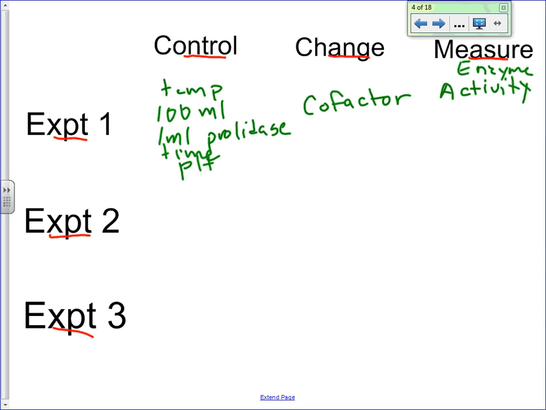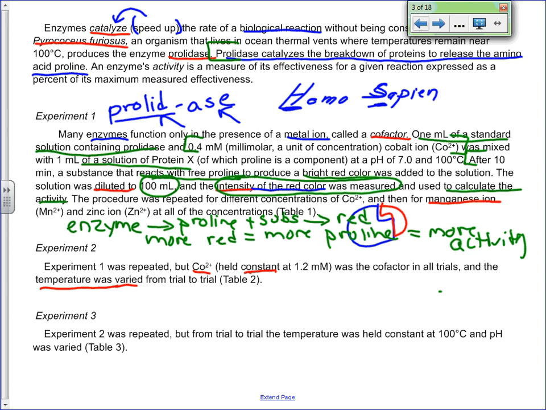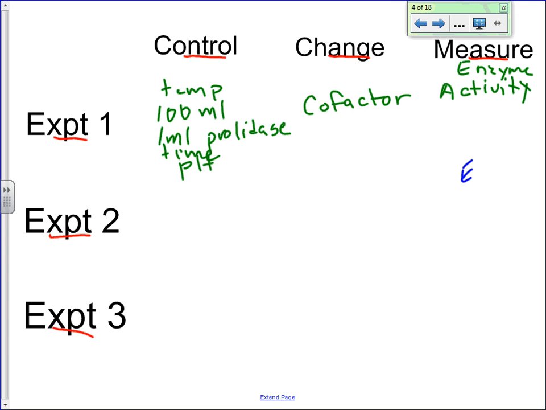All right, let's jump on to experiment 2 then so we can get through the rest of these questions. In experiment 2, what are we measuring? Let's see. If we're repeating experiment 1, what are we measuring? Yeah, we're still measuring the enzyme activity. All right, but what are we changing this time? Yeah, and this time we're changing the temperature, but what are we keeping the same? The CO2 plus. Excellent. So we're keeping the cofactor the same, the CO2 plus.